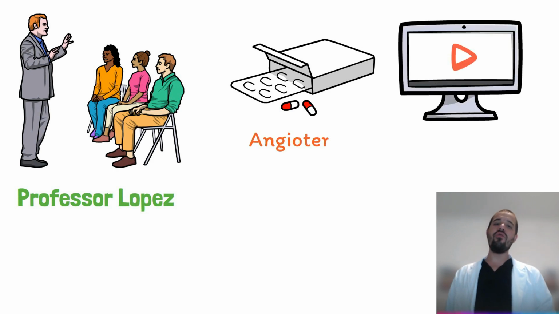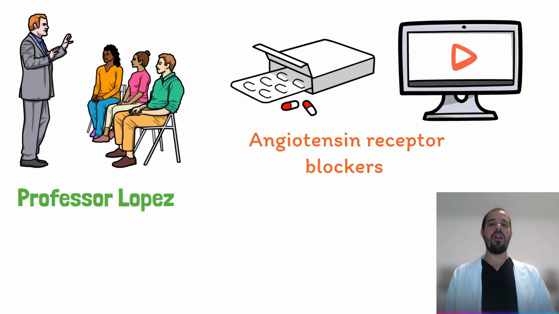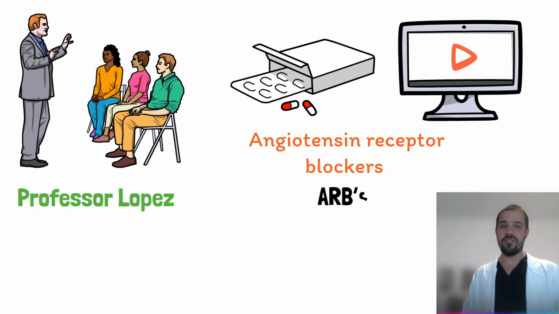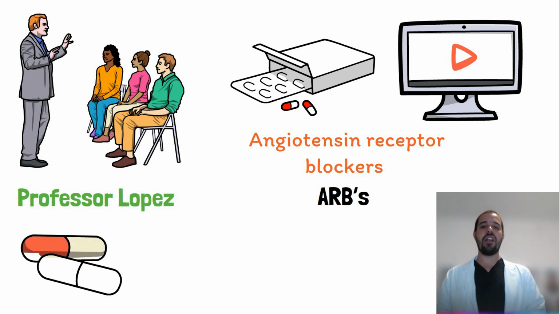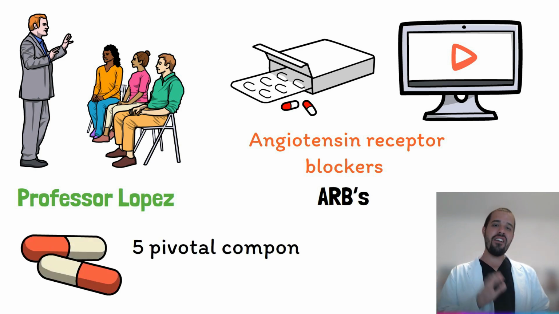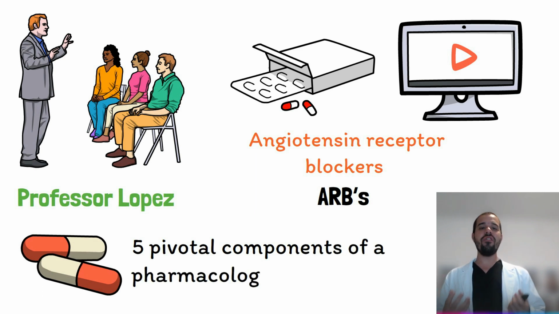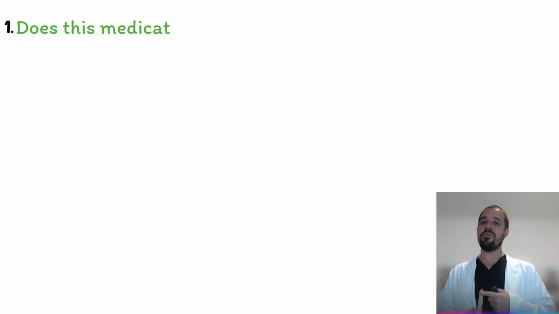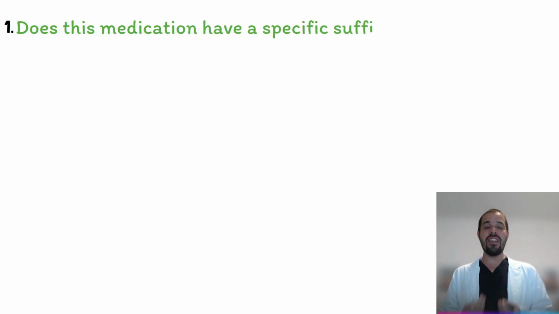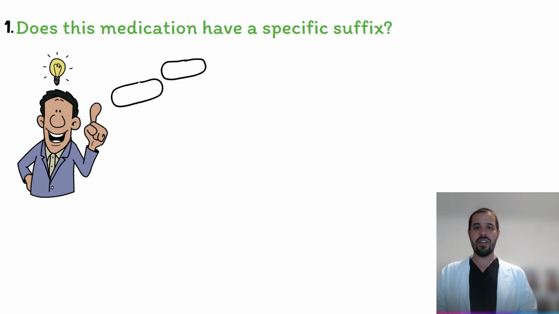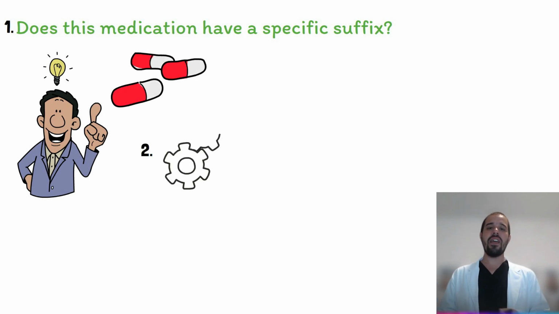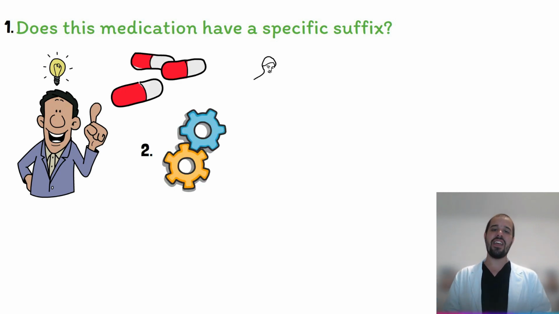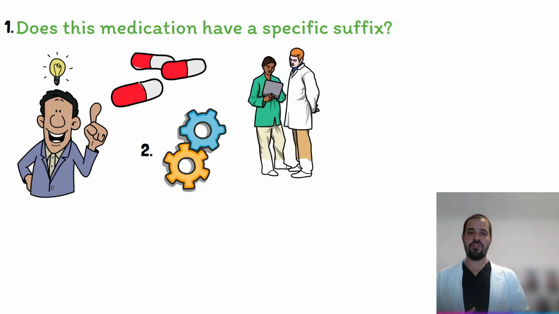Today we are going over angiotensin receptor blockers, also known as ARBs. As with all medication classifications, we are going to go over the 5 pivotal components of a medication classification. That being, does this medication have a specific suffix and how can we identify this medication on an exam? Number 2, what is the mechanism of action? How is this medication achieving its therapeutic response?